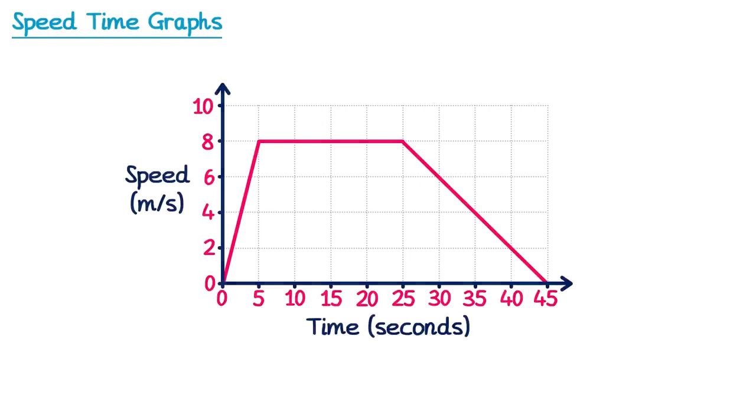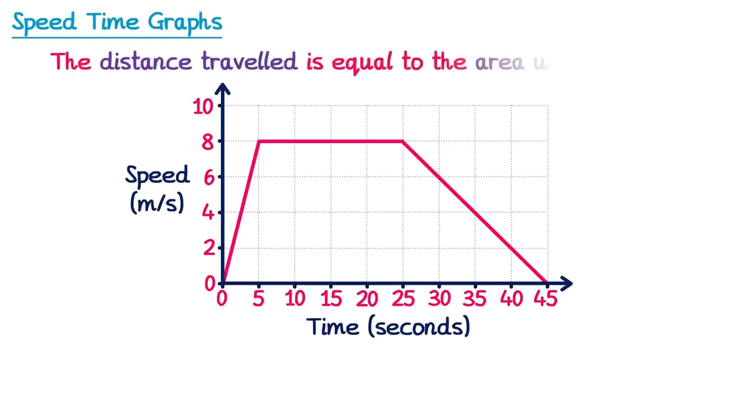A second thing that we can calculate from a diagram like this is the distance travelled. The distance travelled is equal to the area underneath the graph. So if we worked out this area here, we would know how long the race was. We can do this in two ways. Firstly, we could split this shape into some triangles and a rectangle like this. If we work out their areas, then add them together, we'll get the total distance travelled.